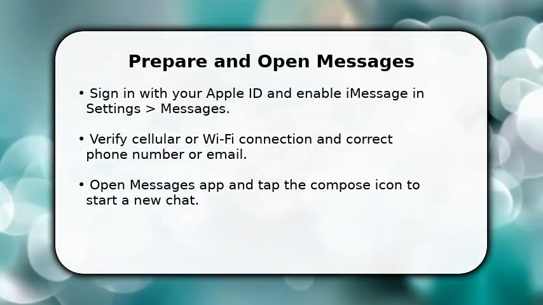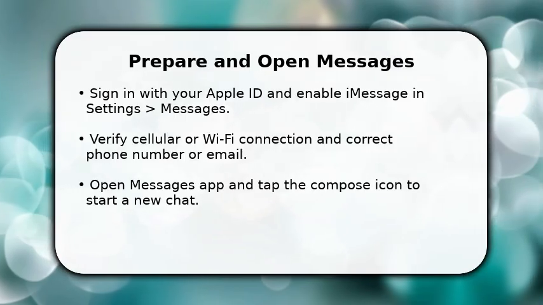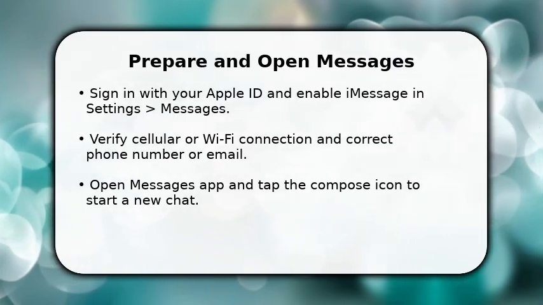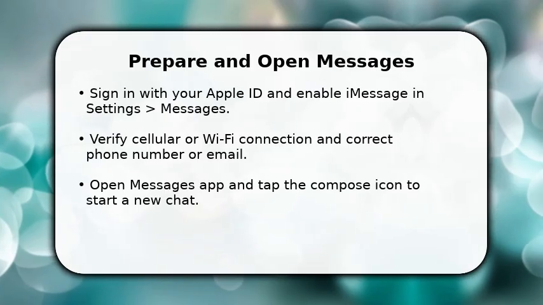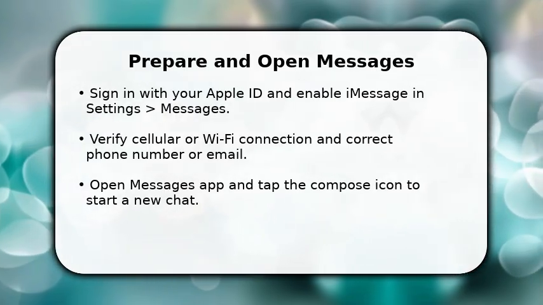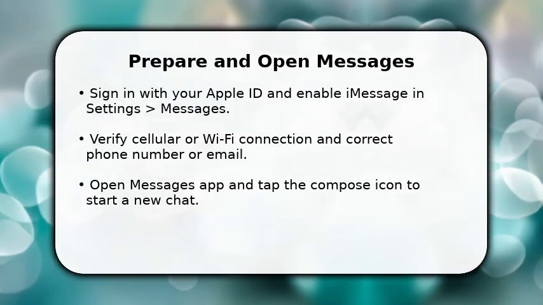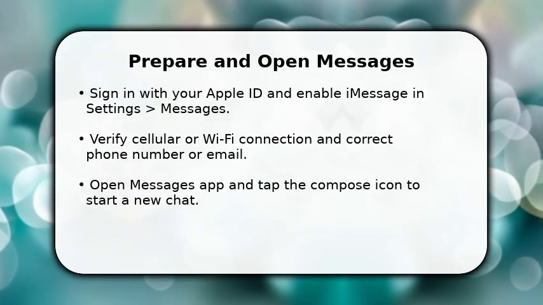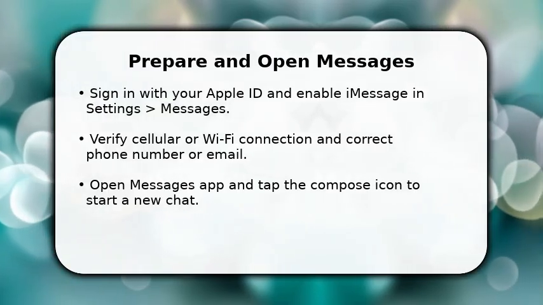Now open the Messages app and tap the Compose button in the top right to begin. Choose a contact by typing a name, number, or email. You'll see suggestions from contacts. This step starts the actual message flow, so pick the right recipient and prepare to type or attach media.